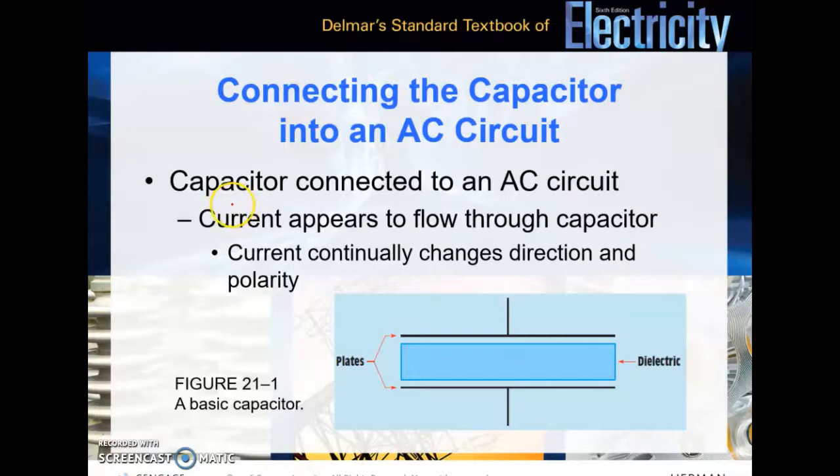So when we have a capacitor connected to an AC circuit, it looks like current is flowing. But we're going to see as we go through these slides that current is flowing in the circuit, but not through the capacitor itself.